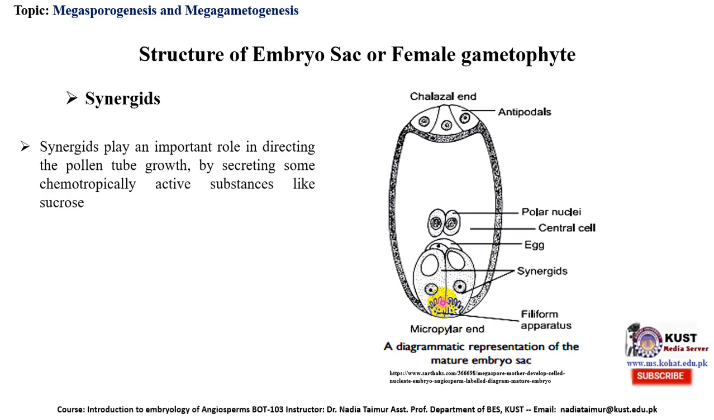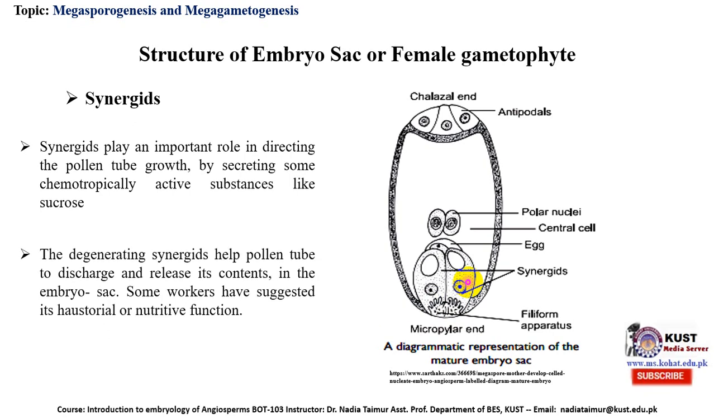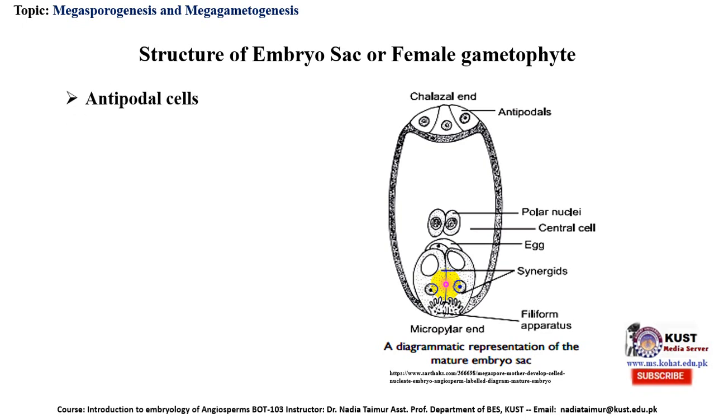Synergids play an important role in directing the pollen tube growth by secreting some tropically active substances like sucrose. The degenerating synergids help pollen tube to discharge and release its contents in the embryo sac. Some workers have suggested its haustorial or nutritive function as well.